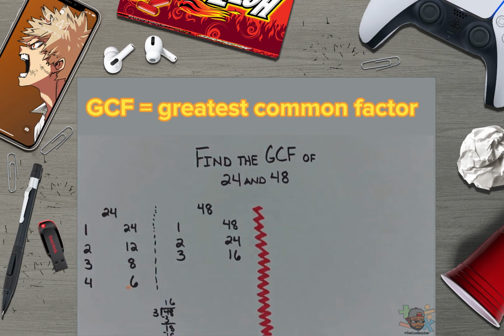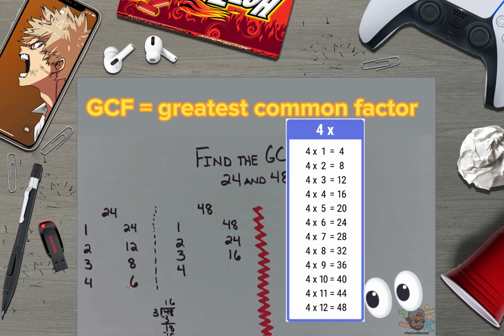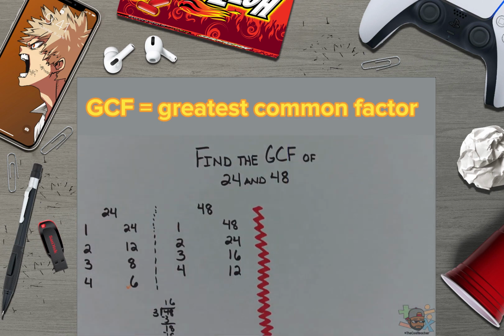All right, what comes after 3? 4. And now I'm back to my times tables. 4 times 12 gives me 48 because that's on my 4 times tables. After 4, what comes? 5. And I know 5 doesn't work because this number doesn't end in 0 or 5. So that's not going to be it.